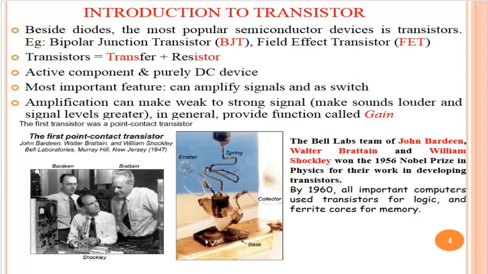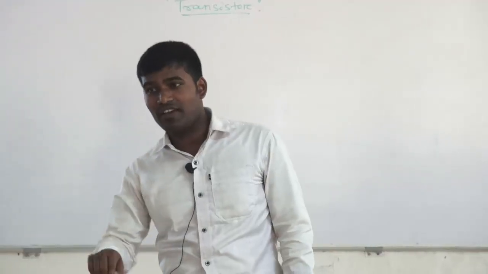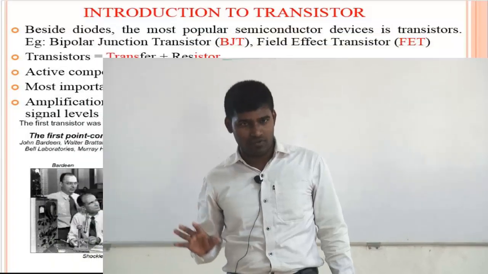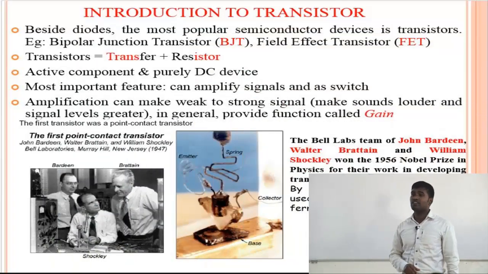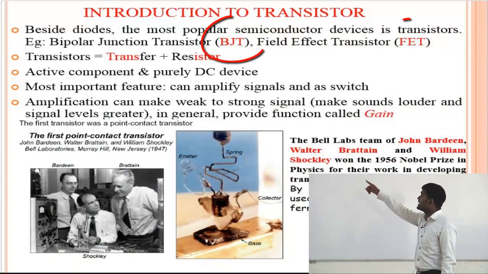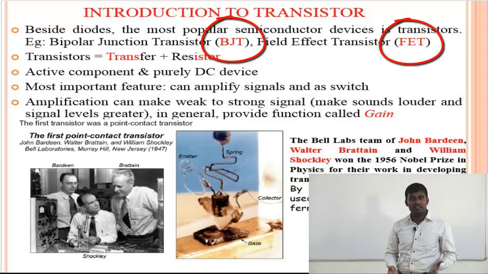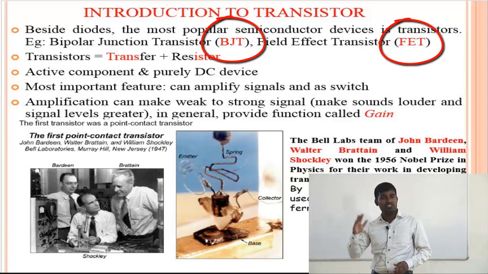Introduction to the transistor. Besides diodes, a diode is a unipolar device. BJT is a bipolar device, because it depends upon both positive and negative charge carriers flowing. So the transistor is again divided into BJT and FET. Transistor is nothing but transfer plus resistor.